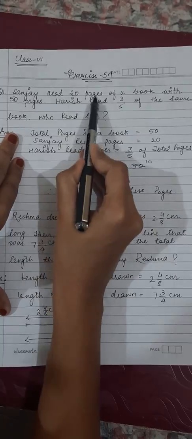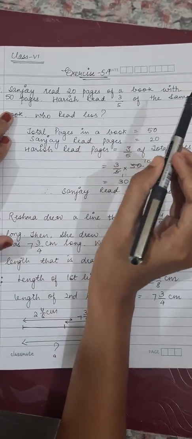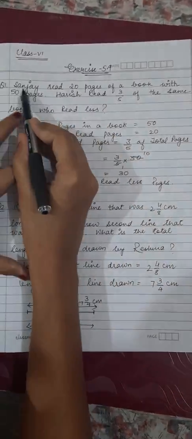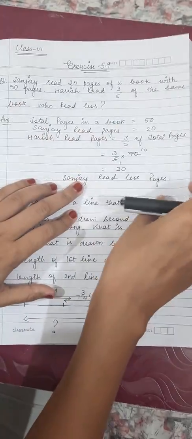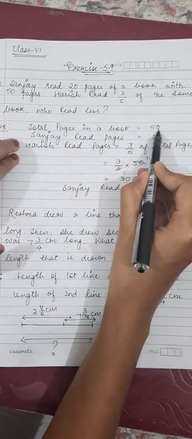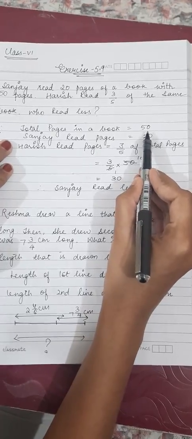Sanjay read 20 pages of a book with 50 pages. Now there is one book which is having 50 pages. For example, this is a notebook and this notebook is having 50 pages, right? So Sanjay read, out of these 50 pages, he read 20. So this much he has read. Total number of pages in the book? 50. So Sanjay read pages how many? 20 pages he has read.